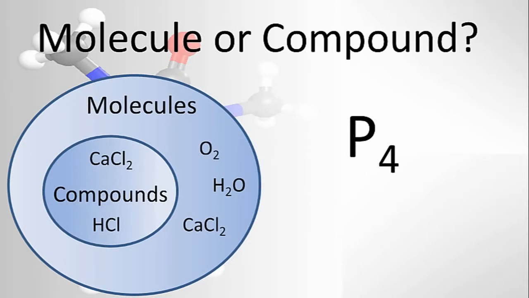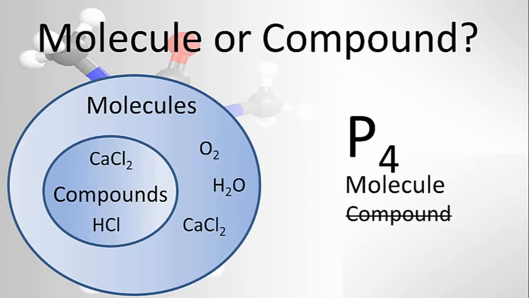Something like P4, we have 4 phosphorus atoms chemically bonded, so two or more elements gives you a molecule. But in this case, they're all the same, so we don't have different elements. Therefore, it can't be a compound. P4 is just a molecule.